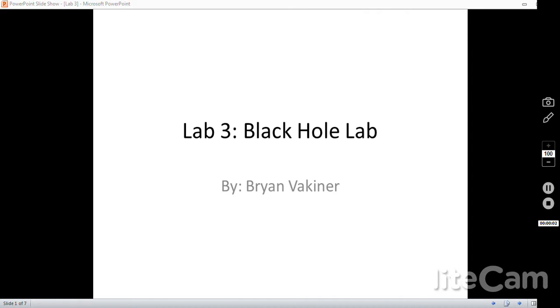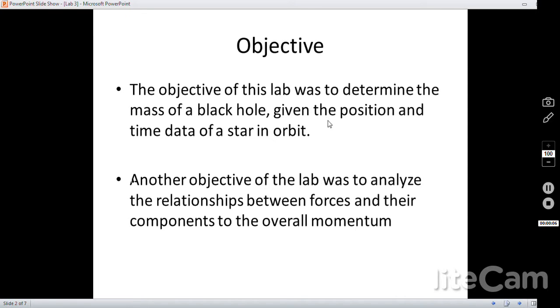This is my Lab 3, the Black Hole Lab. The objective of the lab was to determine the mass of the black hole given the position and time data of a star in orbit. The only force acting on the star in orbit is gravitational force, so you can use Newton's law of universal gravitation to determine the total net force, and therefore, given the mass of the star, the distance between the star and the black hole, and the net force, you can determine the mass of that black hole.